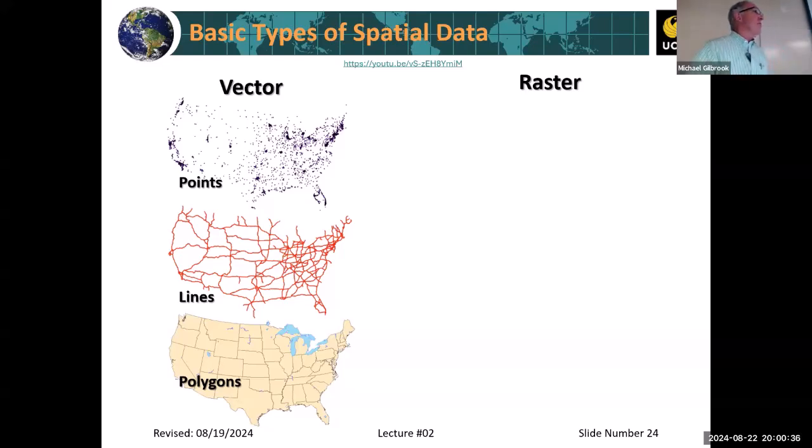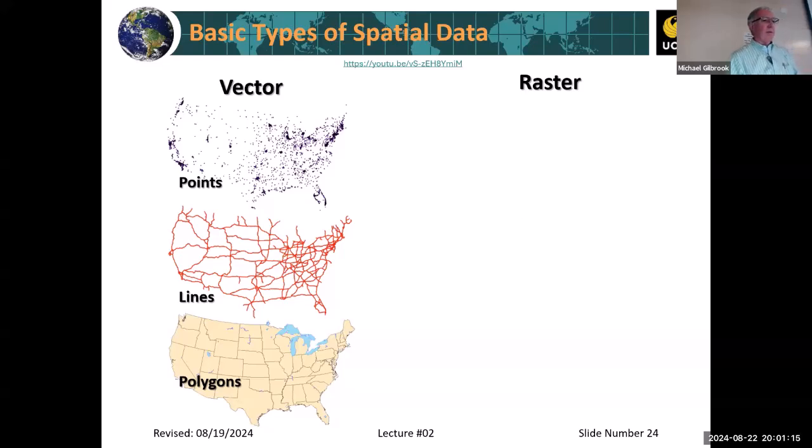The St. Johns River is a mile wide in places. You have to show it as a polygon. So whether you show something as a line or a polygon or a point depends on the scale. How zoomed in are you? We'll talk more about that later. That's vector data. So we can do lots and lots of stuff with vector data.